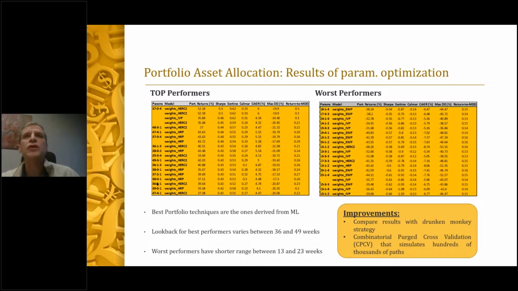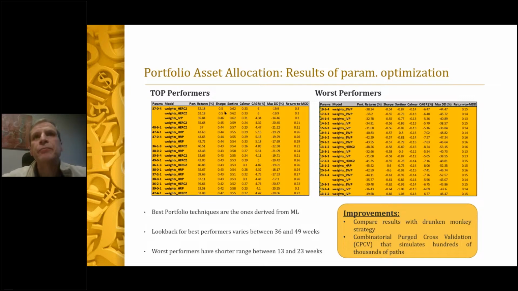Let's see, on the left you see the top performance. Here you find the parameters I optimized during the asset allocation phase. The first one is the look back period. In this case, the best performance is 37 weeks. 0 is the skip period, the number of weeks I skipped before the rebalancing phase. So 0 means that I don't skip any. I take all the data up to the day of the rebalancing phase. And you can see here that the best performers all come from machine learning models, HERC2 and HRP, apart from one notable exception, the inverse volatility portfolio, which is a traditional technique.